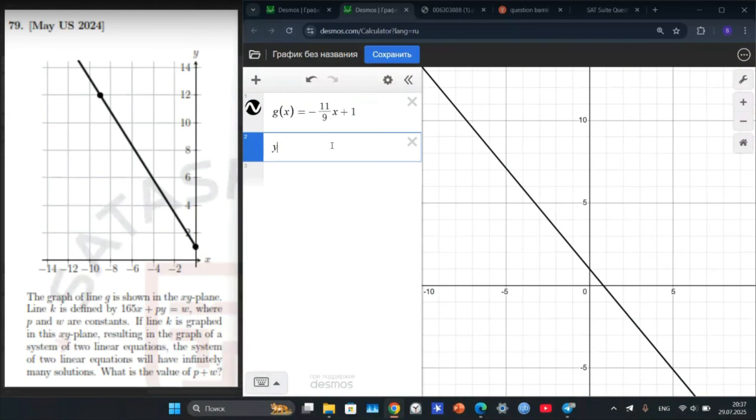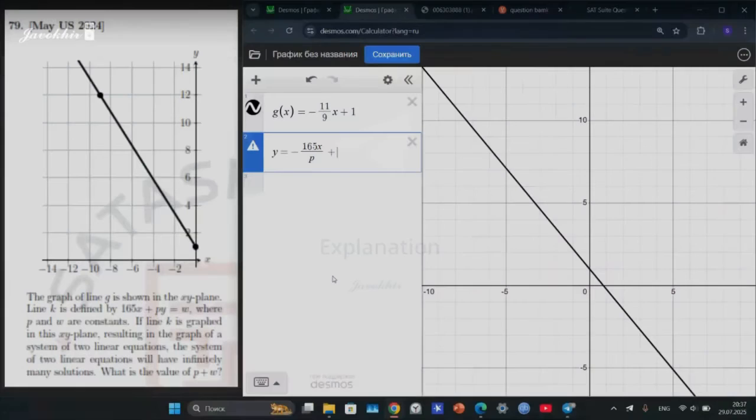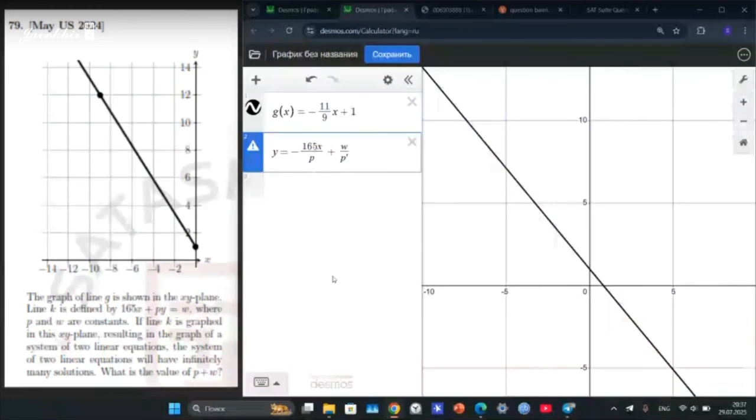And as you know, linear equations are expressed as y is equal to mx plus b, meaning we have to express y in order to illustrate linear functions, right? Meaning we have to also express y here. And how does that look? Well, it looks like this. If we subtract -165 from both sides, we'll get -165x divided by b, and then plus w divided by b.